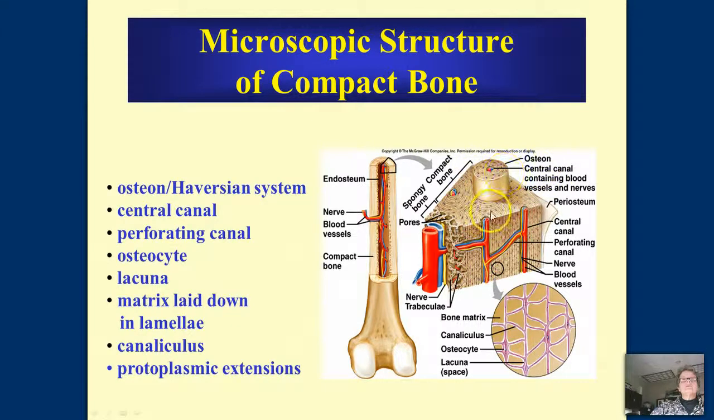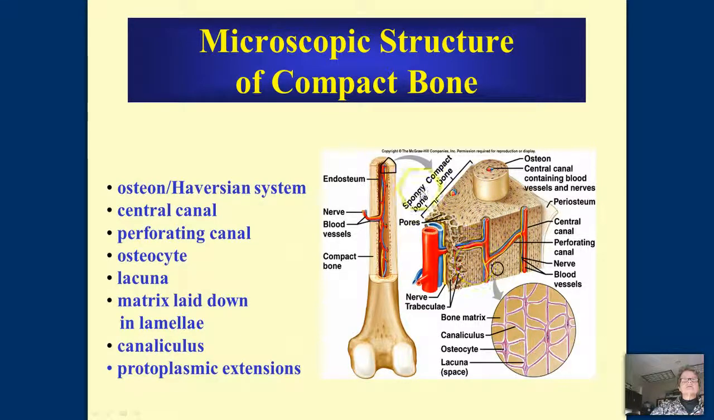This tissue is innervated, has nerves, and it is very vascular. A major break can cause a great amount of blood loss because there are major blood vessels running through the medullary cavities, and then more minor blood vessels running through the central canal, and then we have the perforating canals.